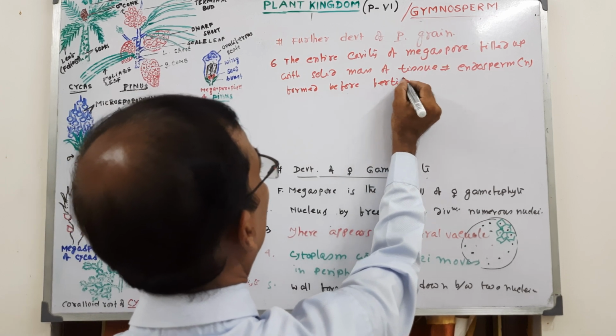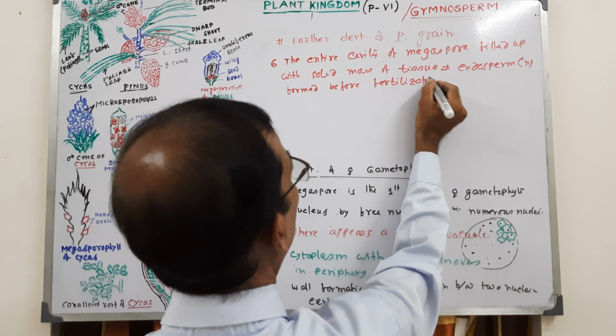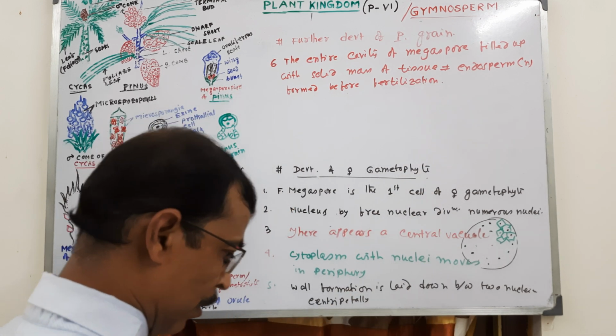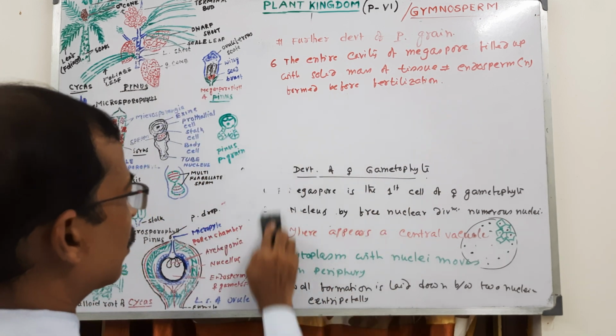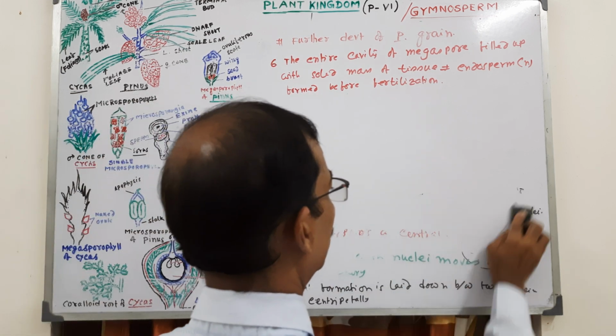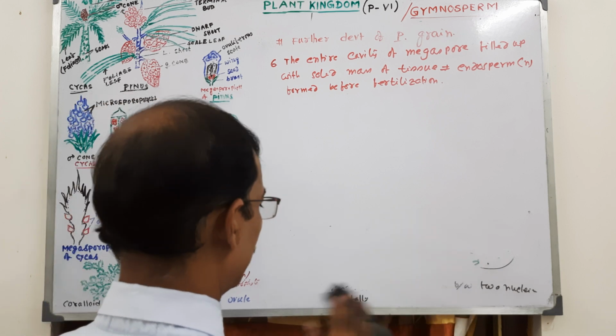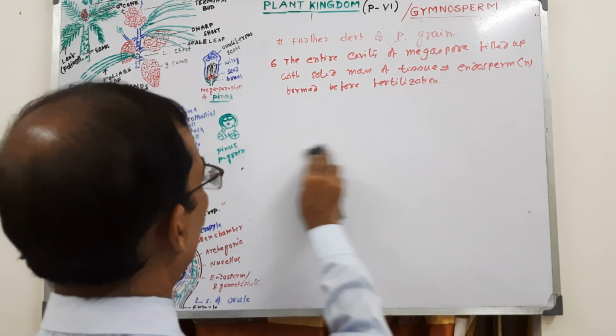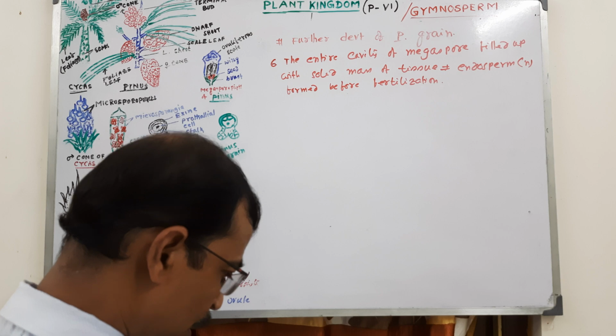Okay, fertilization. Some endospermal cells towards the micropylar region form archegonia.